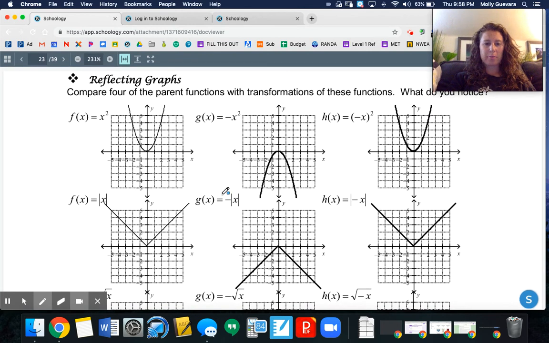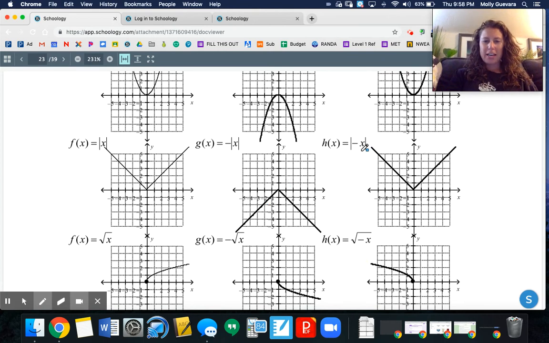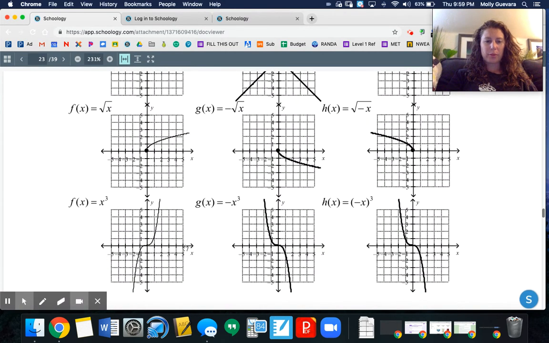Okay, let's look at absolute value. Very similar when you have a negative outside the absolute value, it's going to reflect this over the x-axis. And again, when I have negative x inside the absolute value, it doesn't really look like anything happens. Let's look at square root. If the negative is outside the square root, again, it flips it over the x-axis. But if the x is inside the square root, it flips it over the y-axis.